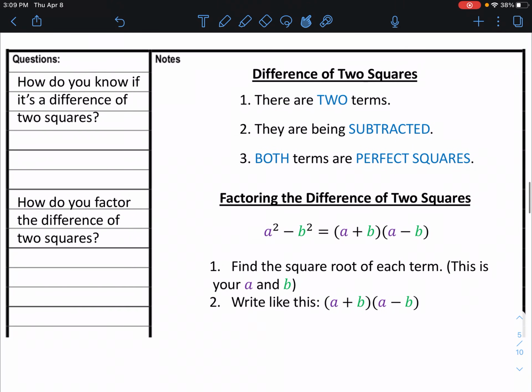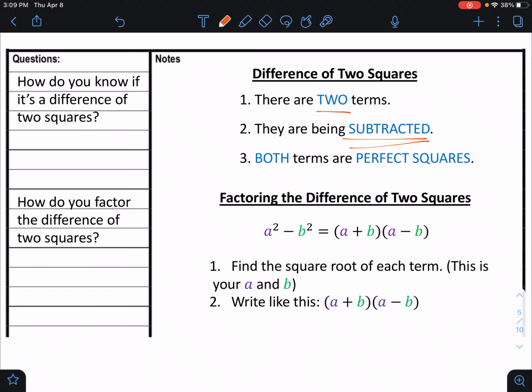Now, difference of two squares, here's what you need to know. What does it look like? Well, we kind of already talked about that before. We saw one, x squared minus 36. There are two terms, okay? So that's important, two terms. They are being subtracted, okay? And then both terms are perfect squares, okay? So those are the things that you really need to know.